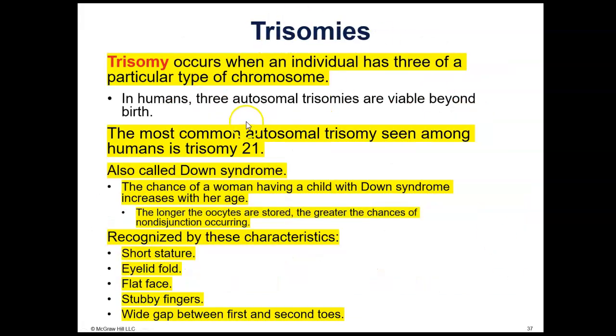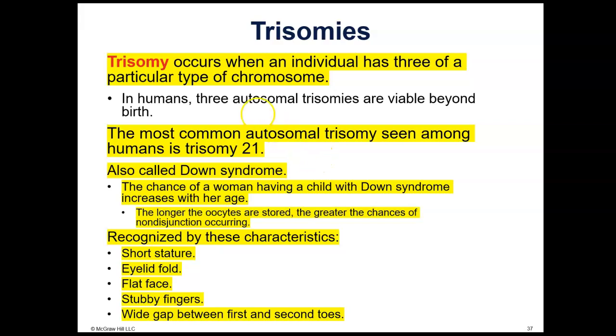Okay, and here are the definitions of all of that. Trisomy occurs when an individual has 3 of a particular type of chromosome. Remember, everyone's supposed to have 2 of each type. So 3 is an extra chromosome. The most common autosomal trisomy, and autosomal means that this occurs within the first 22 pairs of chromosomes. It's called autosomal if it happens with one of the pairs 1 through 22. But when it happens on the sex chromosomes, then it would be a sex chromosomal trisomy.